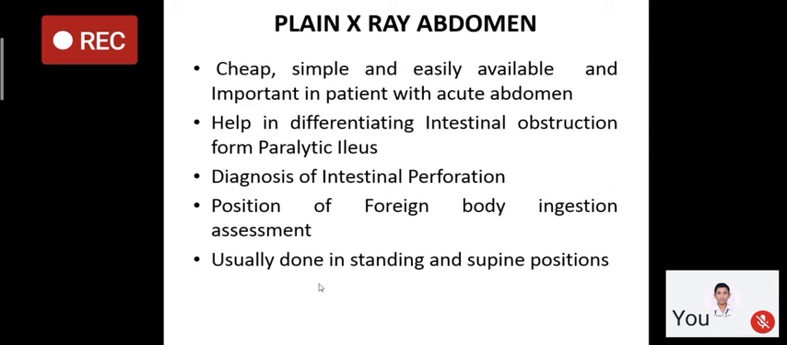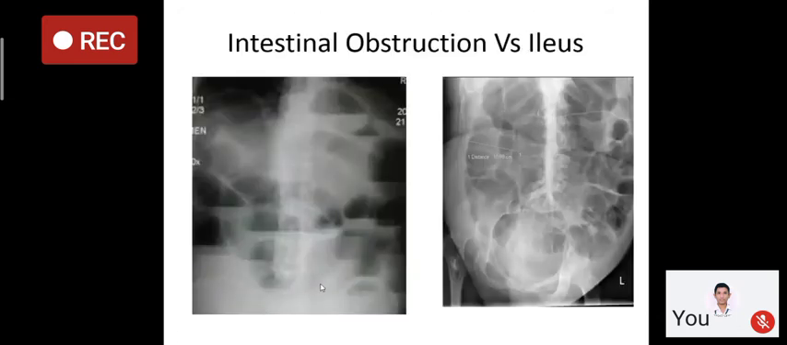And the plain X-ray abdomen, especially whenever you are dealing with a case of intestinal obstruction or intestinal perforation, is usually done in the standing and the supine position, right? See, this is a classical description of the plain X-ray abdomen showing intestinal obstruction versus ileus, right? Here, for the intestinal obstruction, this is a standing view, right? Because in the lying down position, all this fluid will be scattered, right?